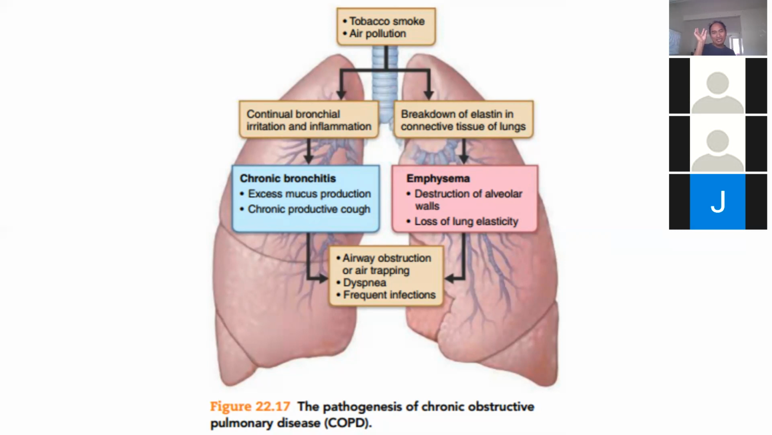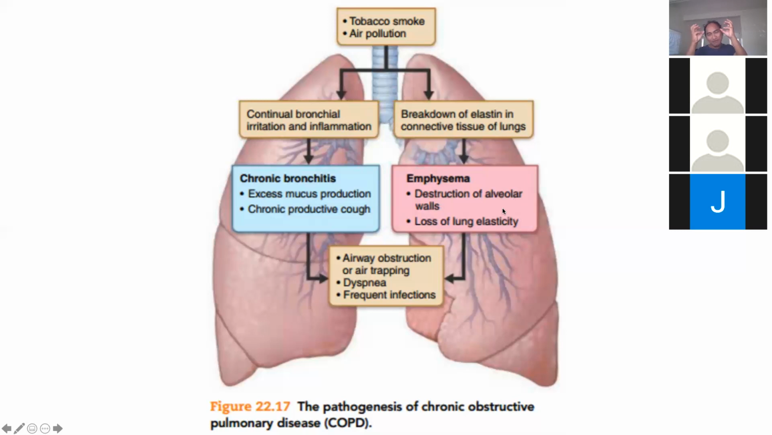The glands in the columnar epithelium will become bigger because of the respiratory irritants, and they will secrete more mucus, and that's the hypertrophy. So the glands will get bigger and bigger. So that is chronic bronchitis: excessive mucus production, chronic cough, and destruction of the alveoli wall.